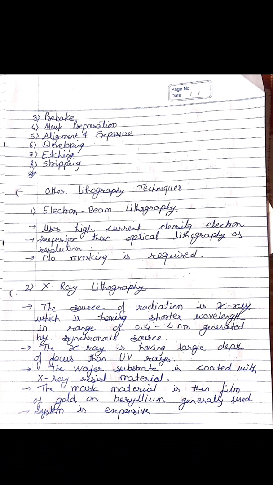Then another step is the alignment and exposure. The mask is aligned carefully with the wafer substrate. Alignment of the mask must be done with high precision and special optical instruments are used for this purpose. The photoresist is then exposed to UV radiation through the mask by one of three methods.